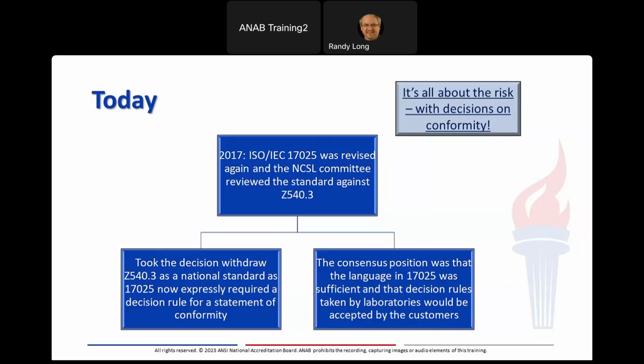In 2017, ISO IEC 17025 was revised again, and the SASL committee reviewed the standard against Z540.3. The group took the decision to withdraw Z540.3 as a national standard, as 17025 now expressly required a decision rule for a statement of conformity. The consensus position was that the language in 17025 was sufficient and that decision rules taken by laboratories would be accepted by customers. So that's where we are today. And again, it's all about risk with those decisions.